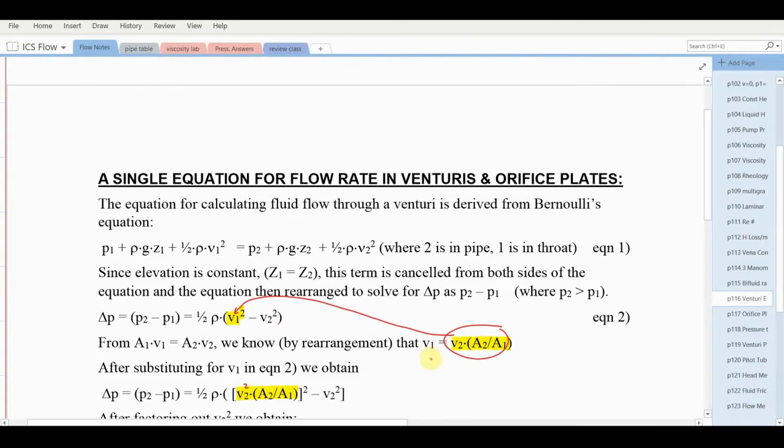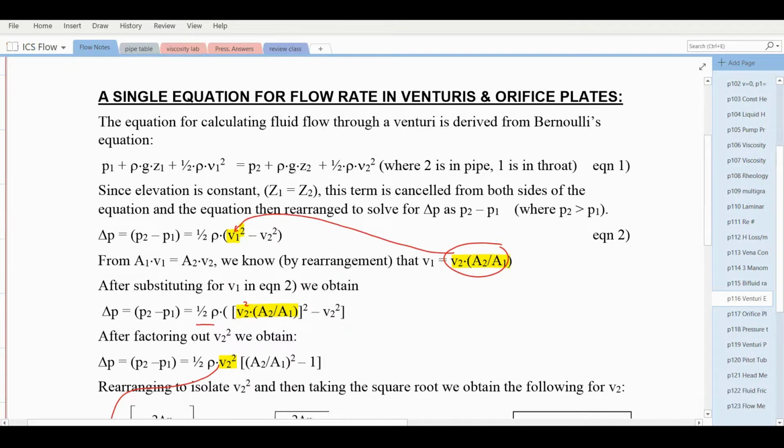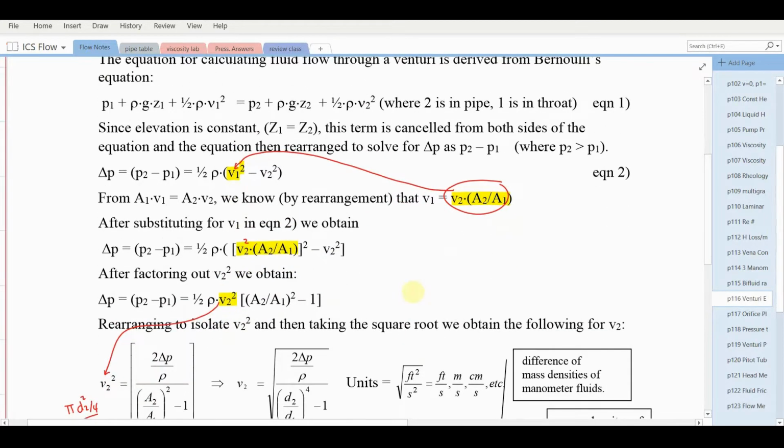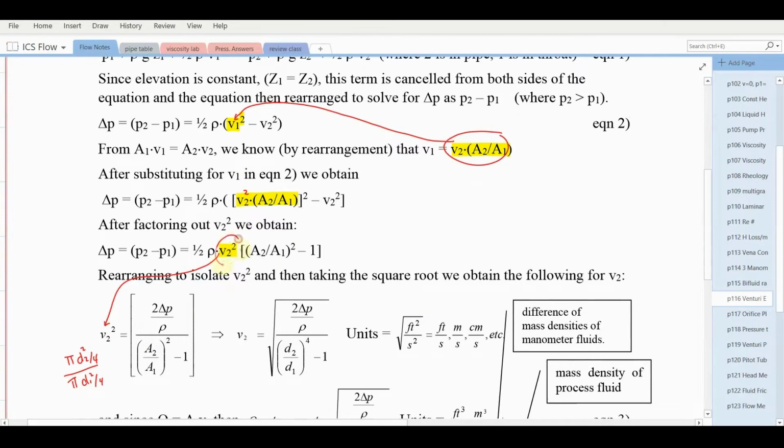Now recall from the continuity equation, Q equals A1 V1, we can rearrange to solve for V1. V1 is V2 times the ratio of the areas. We'll put that in here for V1. That'll eliminate one unknown. This rearranges to difference in pressure, P2 minus P1, equals 1/2 rho times V2 squared times (the area ratio squared minus 1). We can factor out V2 squared, and rearranging gives us this equation for V2.